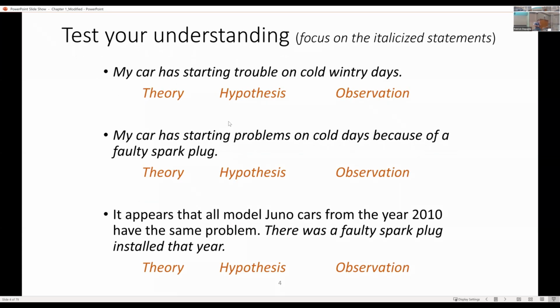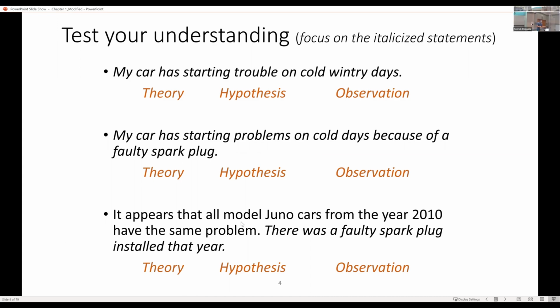Okay, so anyone can just call out whatever. So my car, for this one of the three. My car has starting trouble on cold, wintry days. Is that a theory, hypothesis, or an observation? Observation, good. So that's just an observation, you observe it.